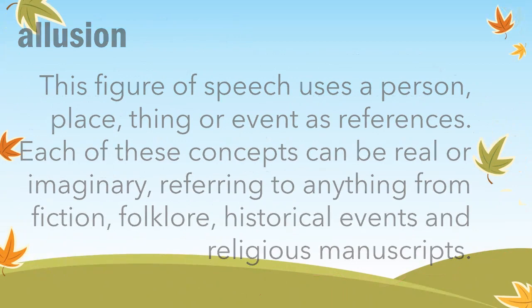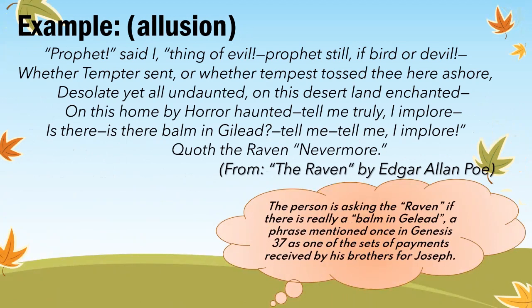Take The Raven by Edgar Allan Poe. The persona is asking the raven if there is really a balm in Gilead. Okay? The phrase "balm in Gilead" is mentioned in the Bible, so it's a biblical reference. That is what we call allusion.